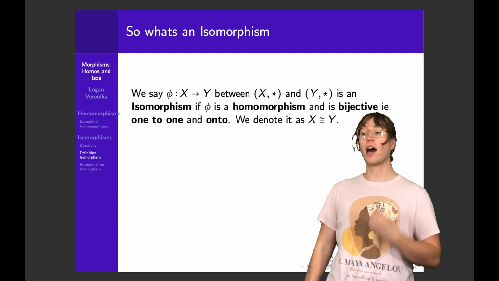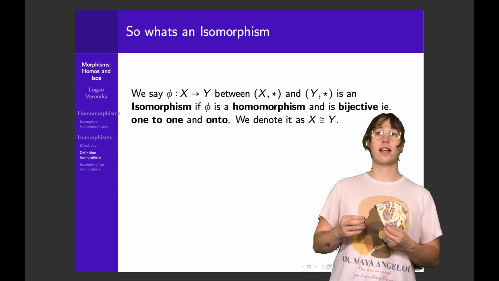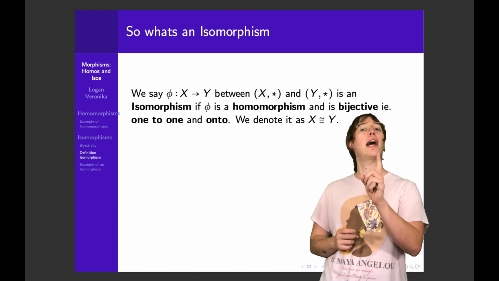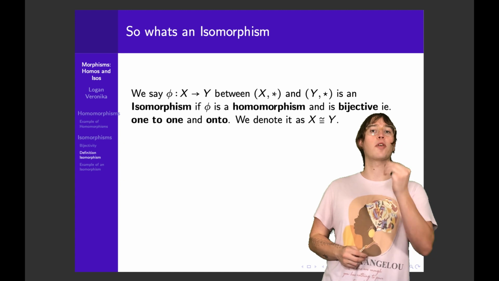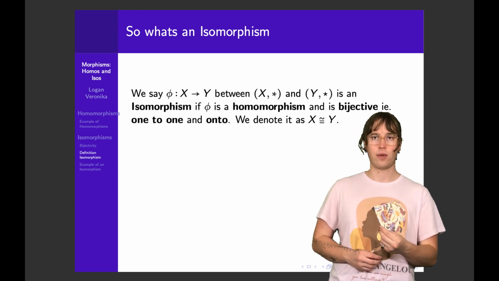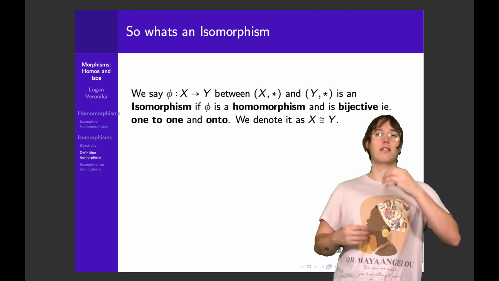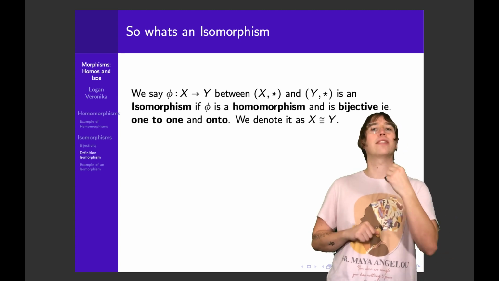We say phi from X to Y, between two binary structures, (X, star) and (Y, star), is an isomorphism if phi is a homomorphism and is bijective, i.e. they are both 1 to 1 and onto. And then we're going to denote this with the same symbol that we use for congruence. X equals squiggly Y. That means they are isomorphic.